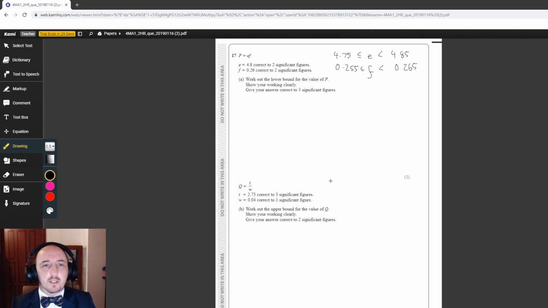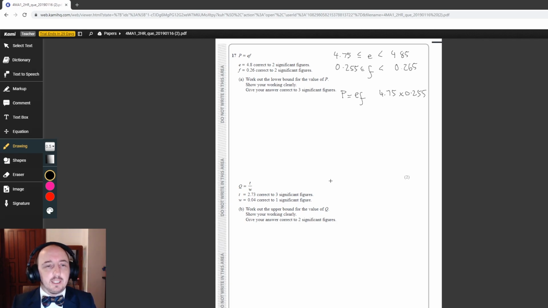So we want the lower bound for the value of P, which is E times F. In that case, we want the smallest E multiplied by the smallest F. So 4.75 times 0.255.